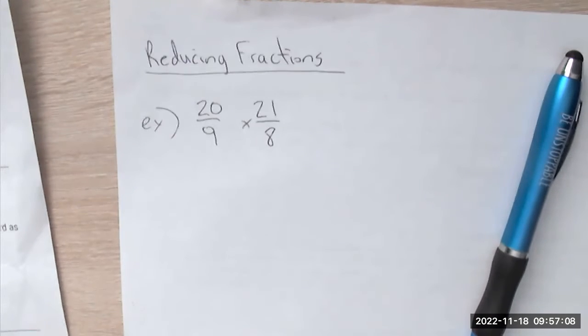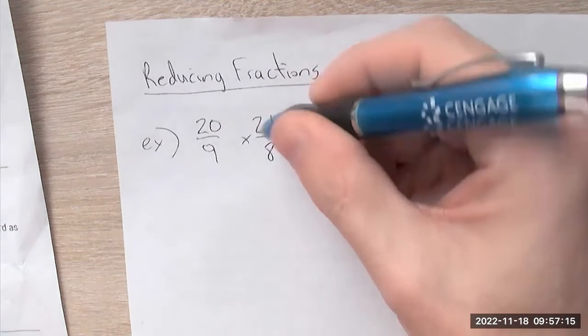Hey everyone, I wanted to make a quick video here showing a way that I reduce fractions that is a little bit different. I know that I had mentioned this in class the other day, but wanted a quick video for it. This is how the book does it.